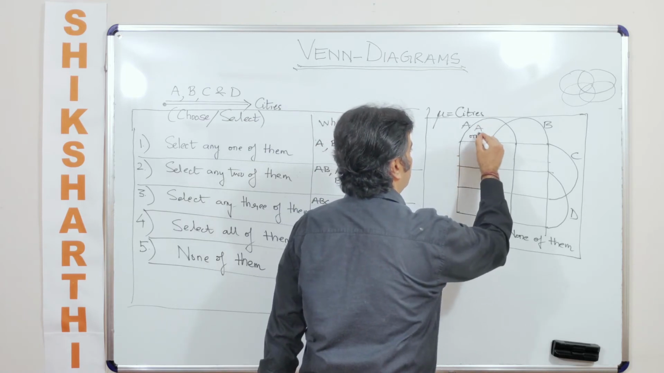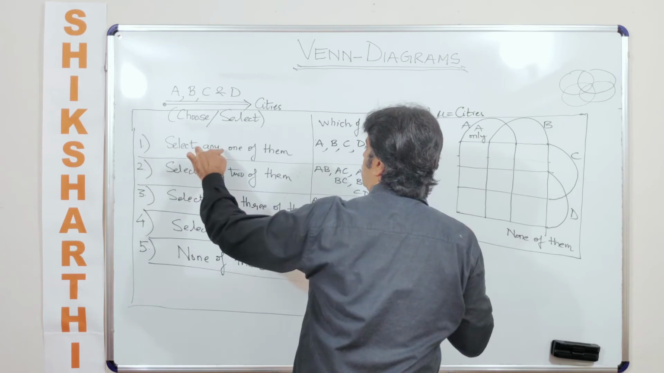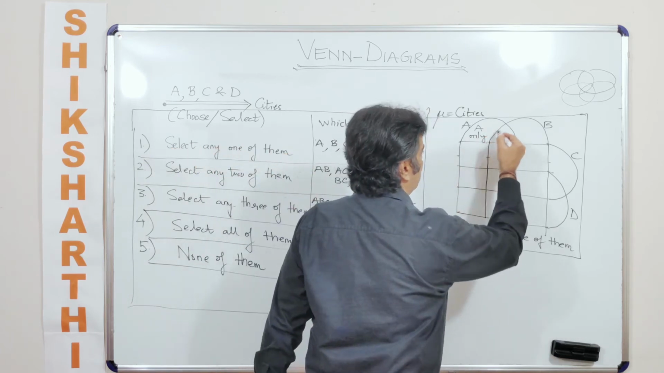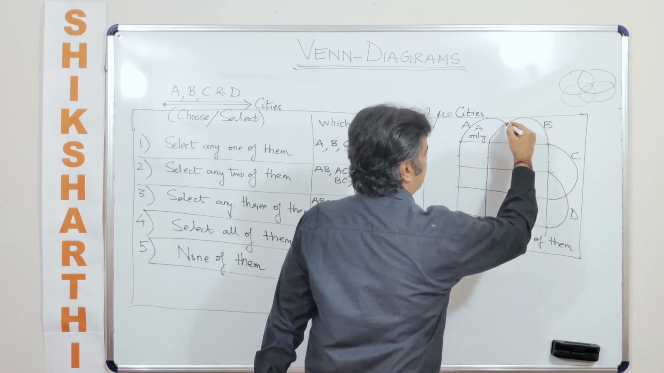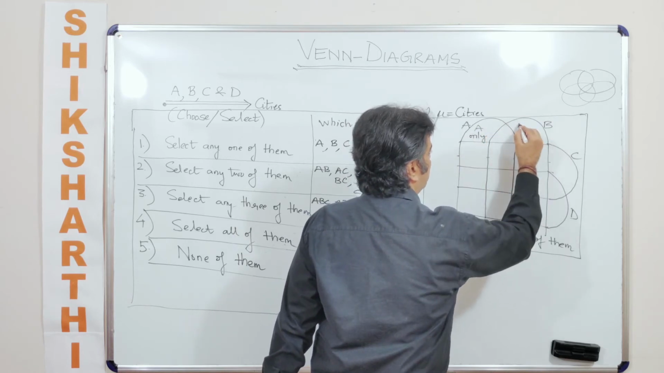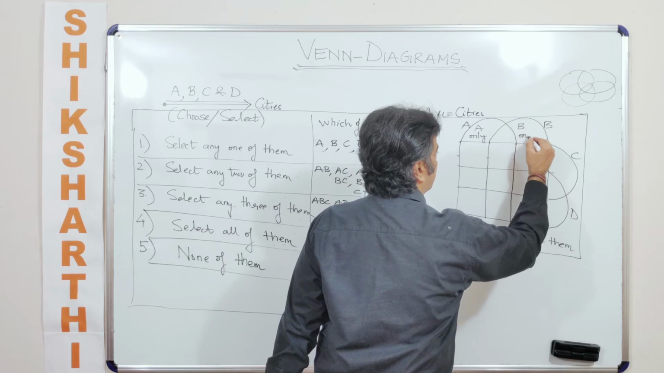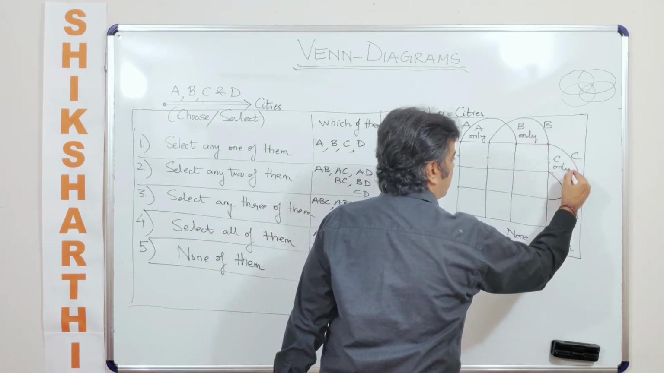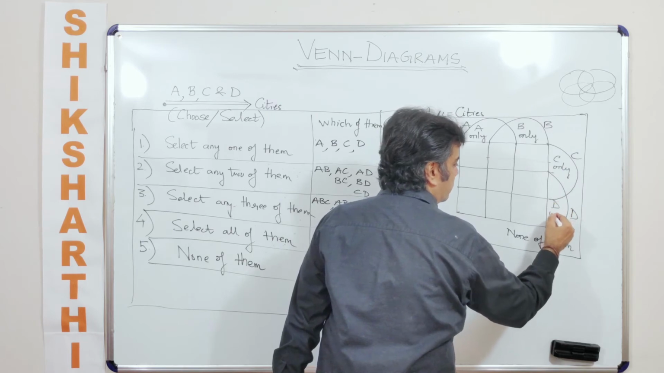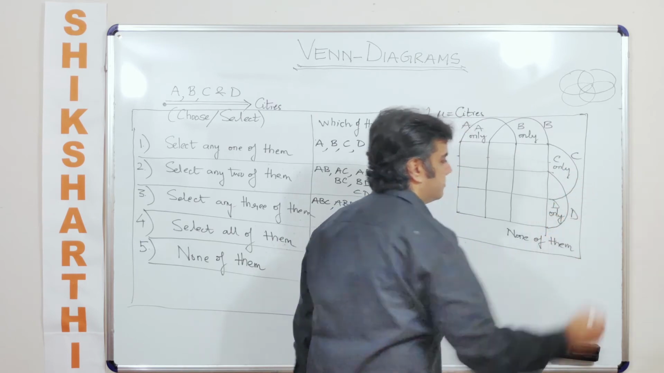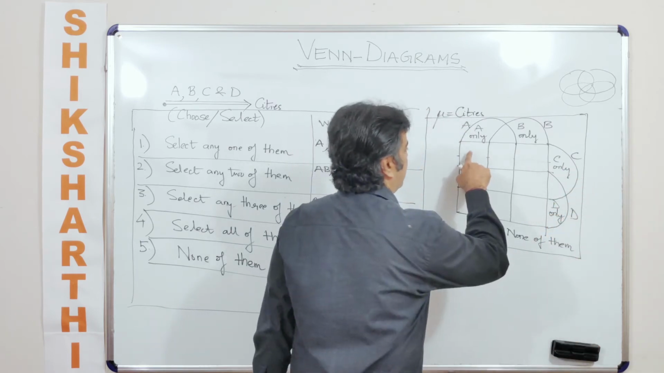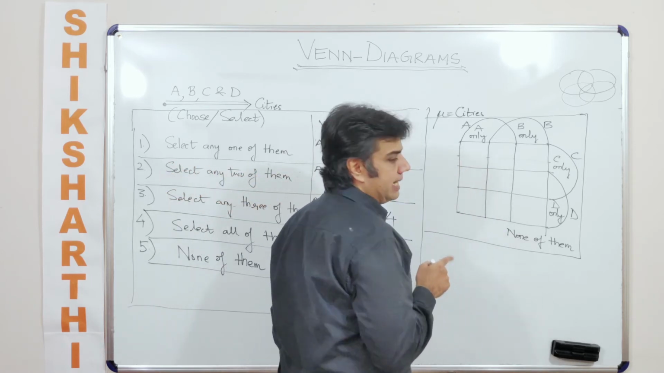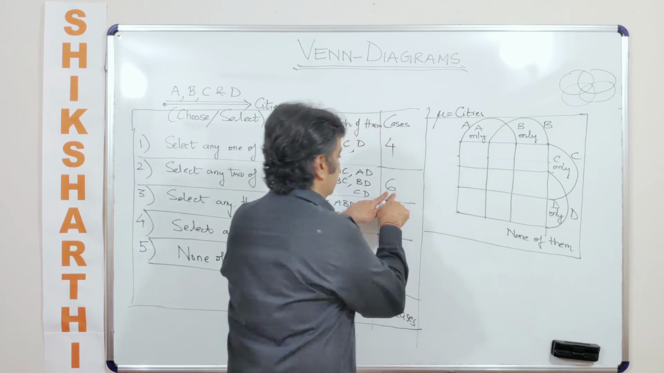So let us first talk about selection of any one of them at a time. So this is A only, this entire portion. Similarly, this entire portion is talking about B only. Analogously, this becomes C only. Analogously, this becomes D only. Right? Now, let us talk about selecting any 2 of them. And we know selecting any 2 of them represents 6 cases.